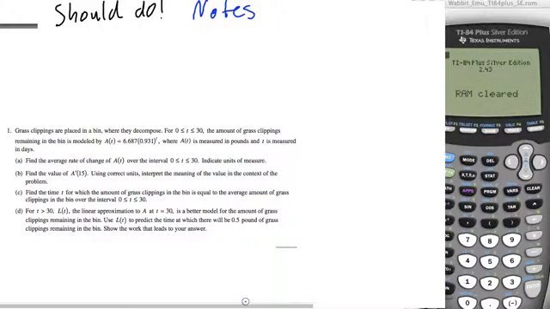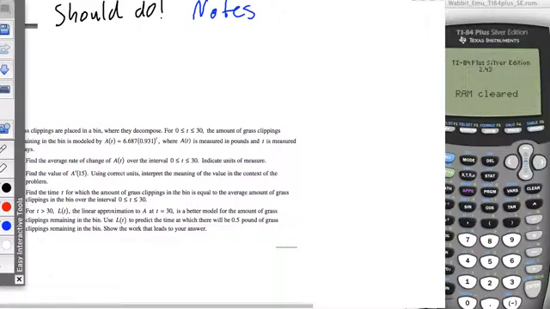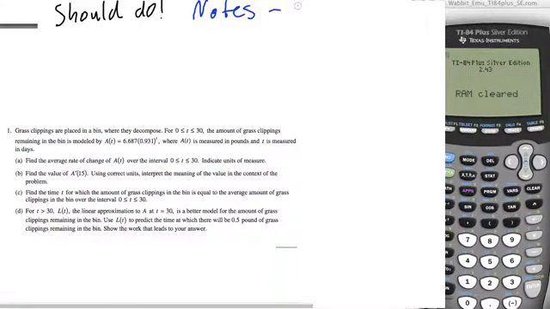The very first thing we have to do, any time we have a calculator active question, especially one that's a word problem, is just go ahead and type that into our y equals. On the calculator active, we'll put this in our notes.